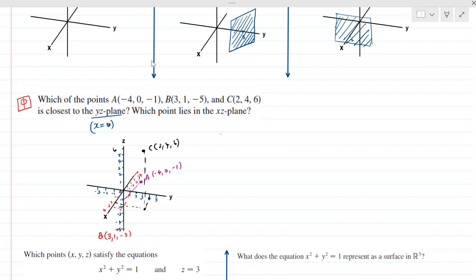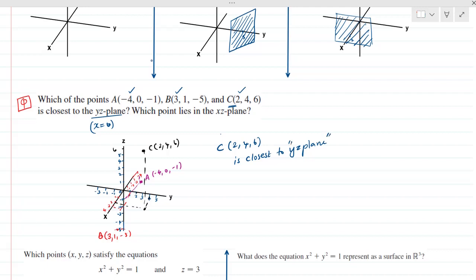Now we have to see the absolute value of the x coordinate. This is 4, this is 3 and this is 2. So therefore this is the nearest value. So C (2, 4, 6) is the closest point to the yz plane. We are taking the absolute value of the x coordinate, since it is 2 here, 3 here, and minus 4. So the distance on the x coordinate is lesser in C, therefore it is closer to the yz plane.